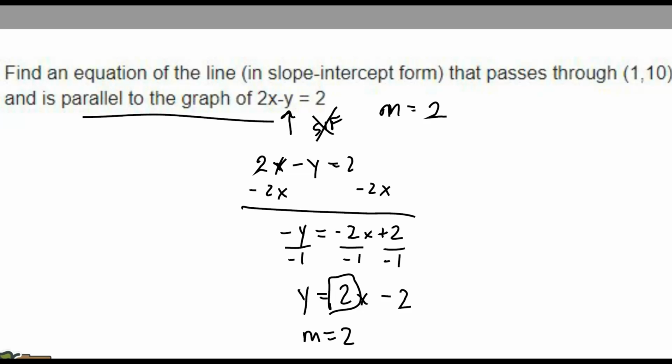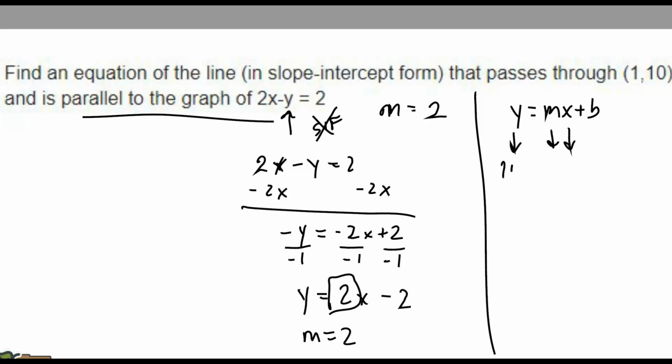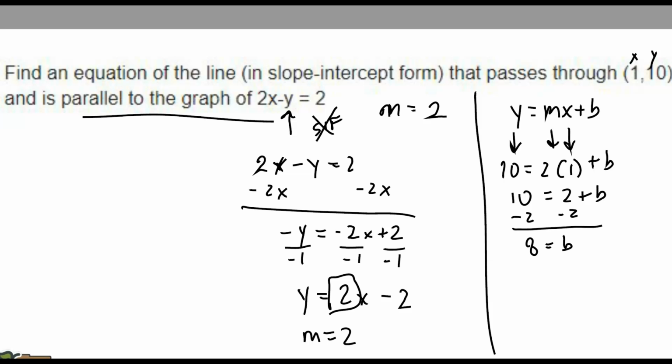So our m is 2, our slope is 2. We want to be parallel, so we know that our line that we're going to write is also going to have a slope of 2. It gives us a point, so we're going to substitute in an x and a y. So the y-coordinate is 10, the x-coordinate is 1. We don't know what b is, so we're going to solve for it. 2 times 1 is 2. To get b by itself, we have to subtract 2 from both sides. And we get 8 equals b. We put it all together. We get y equals 2x plus 8.